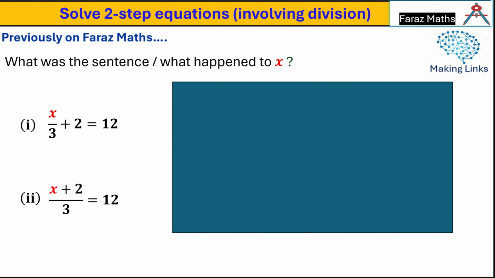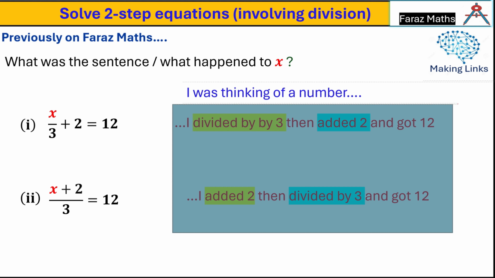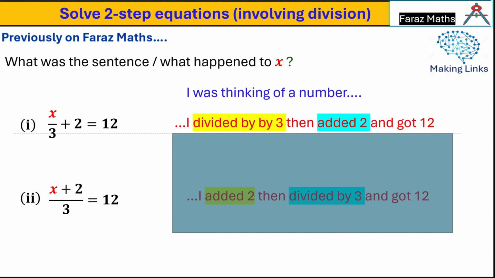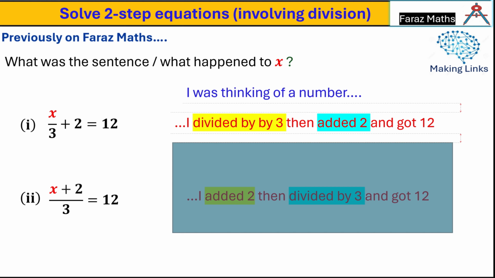Okay, so let's start with what we did previously. Previously on Faraz Maths, what was the sentence? What happened to x? We can solve it by using the sentence. We have x over 3 plus 2 equal 12. We can read the sentence in this way. I was thinking of a number. I divided by 3, then added 2 and got 12. For the next one, we can say I was thinking of a number. I added 2, then divided by 3 and got 12.